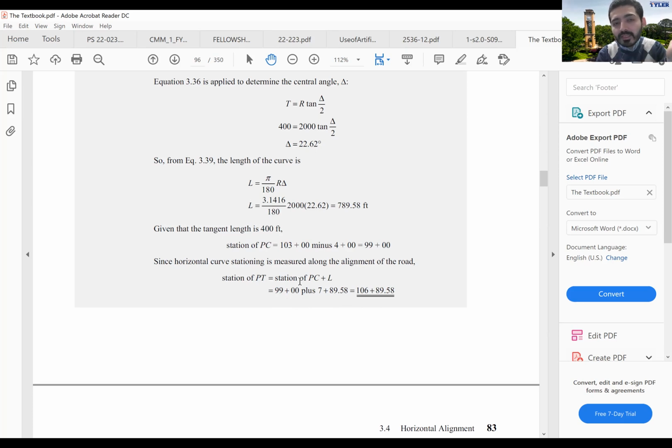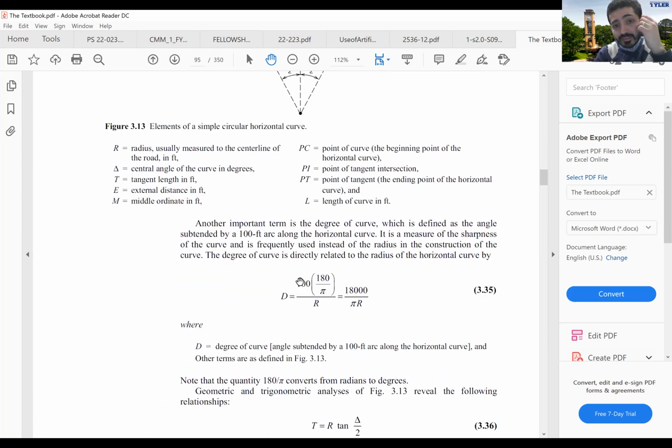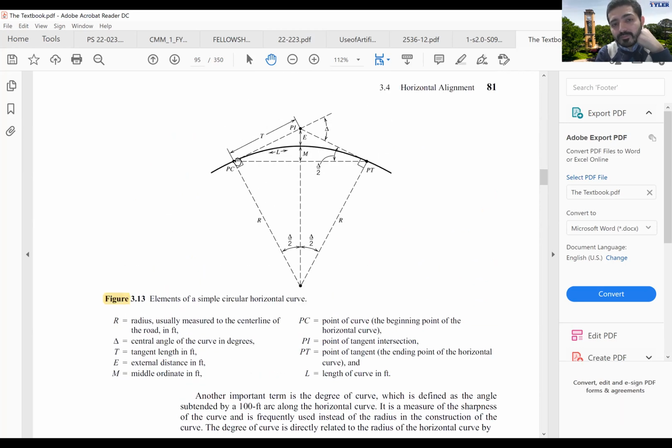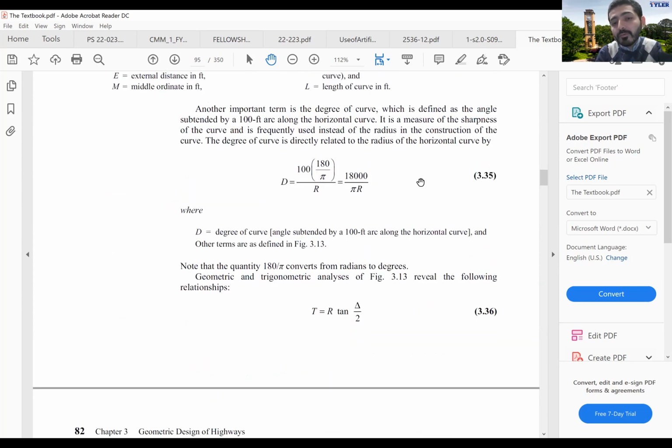So with the horizontal alignment, again, make sure that you really are fully aware of these equations right here. I'm going to give you the equations, but you need to understand what I mean by T, what's the PC, what's the PT. So really familiarize yourself with this picture right here and what it means. The equations are going to be provided, but you need to know what they really mean.